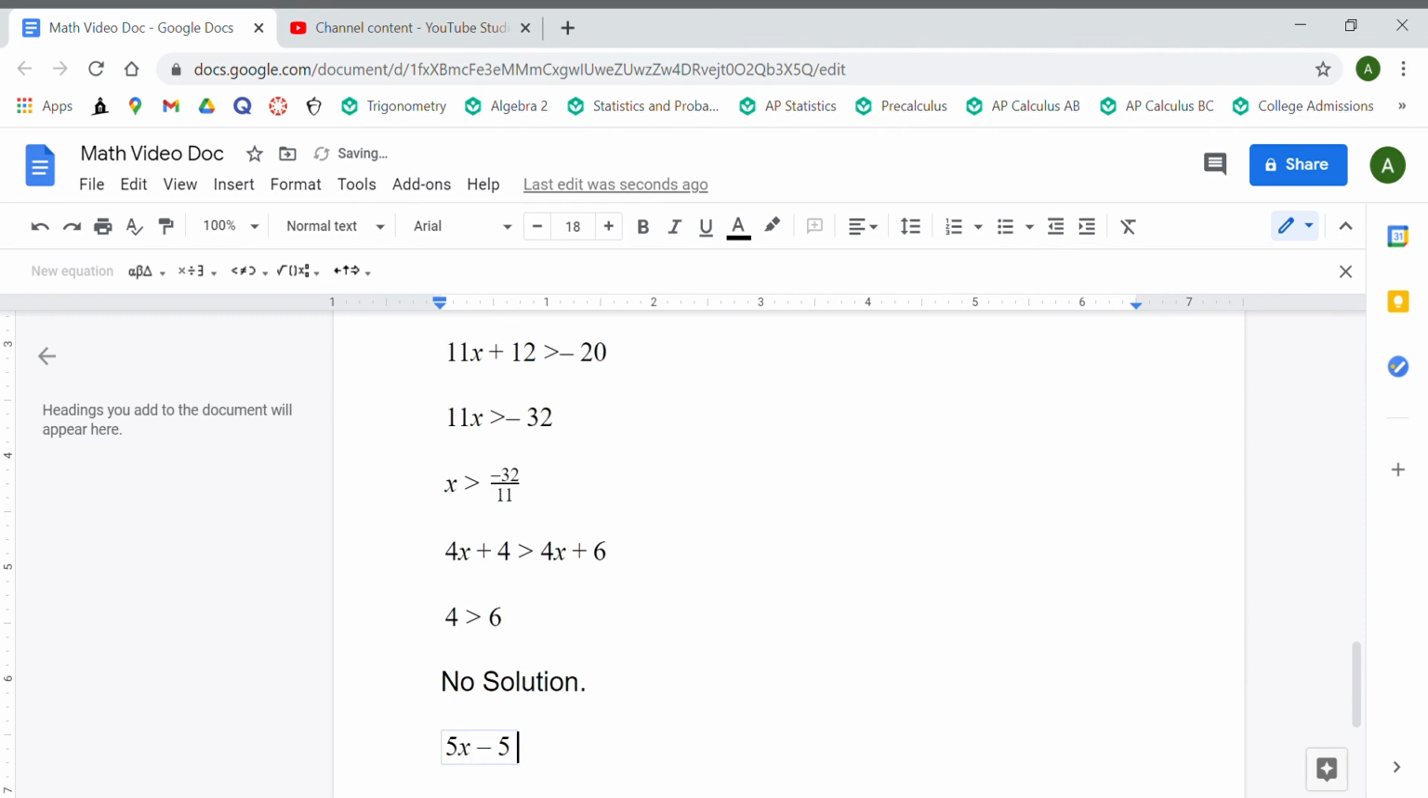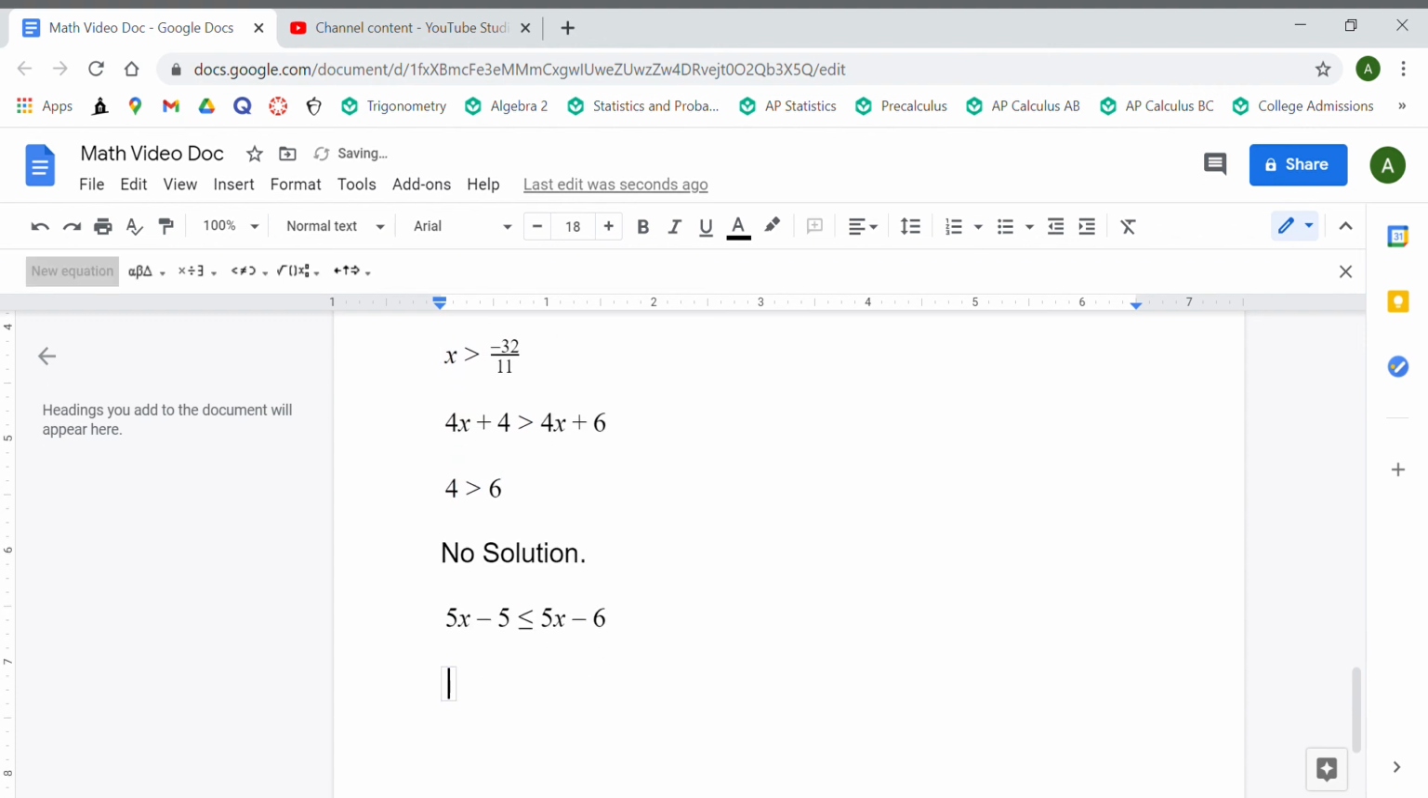Now, I want you to try to figure this out with this equation. 5x minus 5 is less than or equal to 5x minus 6. So try to work this out and tell me how many solutions this inequality has. Okay, so hopefully you work this out, and if you did it correctly, you should end up with this.